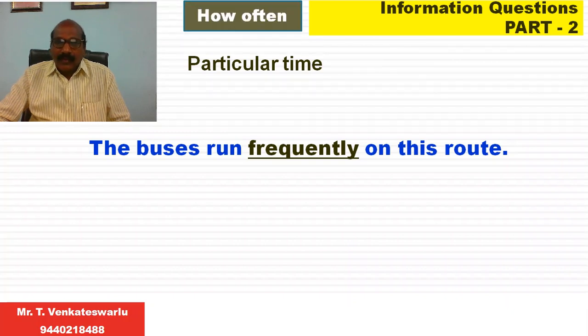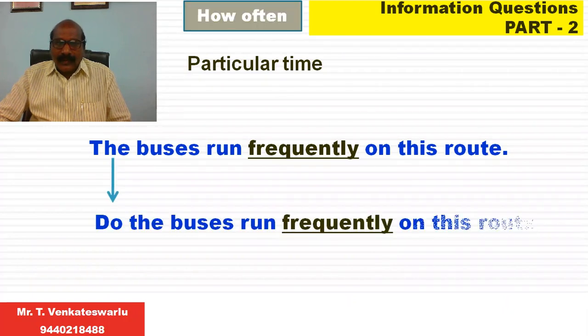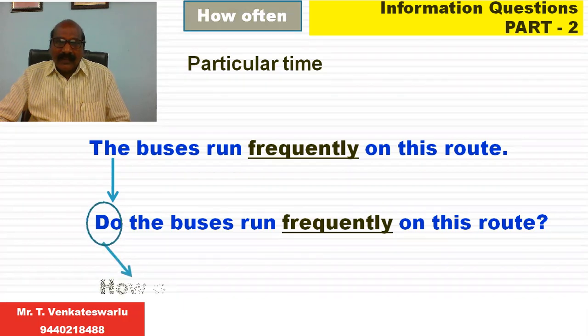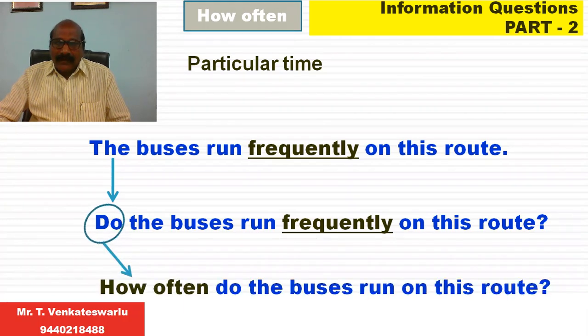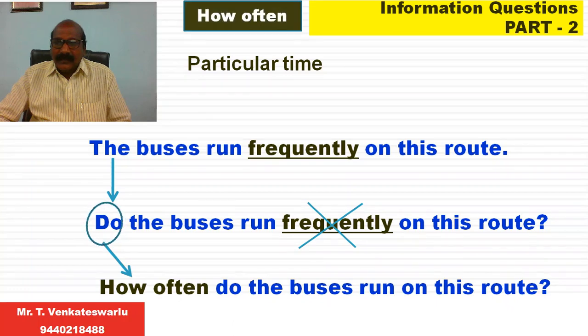And here also the given verb is in simple present tense. So we have to begin the yes or no type question with do. Do the buses run frequently on this route? And the underlined part refers to a particular time. So we have to begin the question with how often. How often do the buses run on this route? The underlined part is naturally deleted.